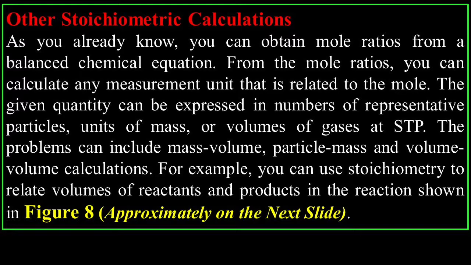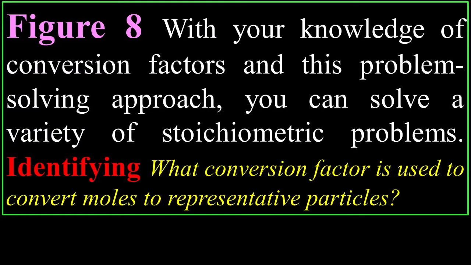The given quantity can be expressed in numbers of representative particles, units of mass, or volumes of gas at STP. The problems can include mass-volume, particle-mass, and volume calculations. For example, you can use stoichiometry to relate volumes of reactants and products in the reactions shown in Figure 8 on approximately the next slide. So if you say there's 2 moles of a gas, that's going to be 22.4 times 2. If there were 3 moles, such as hydrogen, that would be 22.4 times 3.